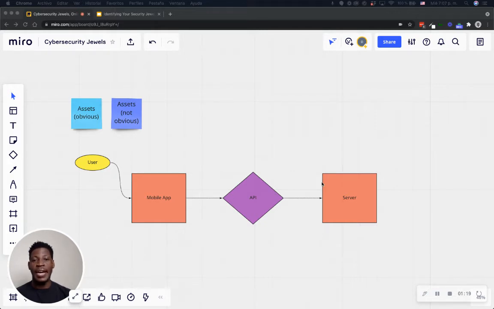And how do we identify assets? There are two questions to ask. The first one is, any information or functionality related to your cyber systems that are critical to the success of your business or critical to your business being able to deliver on its objectives or its commitments to stakeholders.